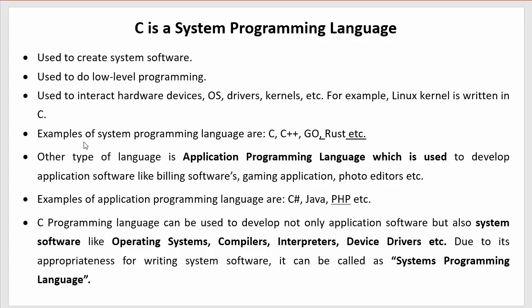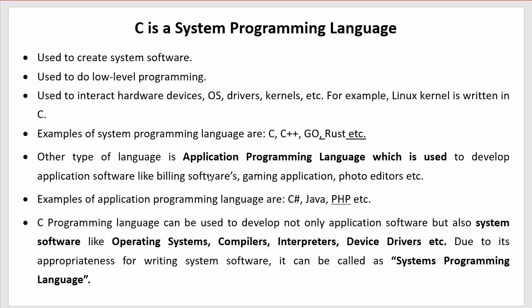Now the next point is that examples of system programming languages are C, C++, Go, Rust, etc. These are some of the examples of system programming languages. The next point is that the other type of language is the application programming language, which is used to develop application software like billing software, gaming applications, photo editors, etc.